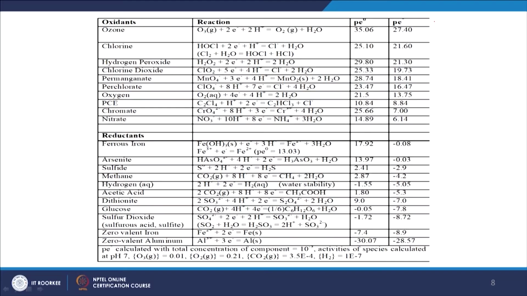We are choosing 10 power minus 3 as a relatively low concentration, but not too low as to be hypothetical values. So we are now going to look at the pe values rather than just pe naught. The pe values we are going to consider are at pH 7, and also when all the other activities are equal to 10 power minus 3.